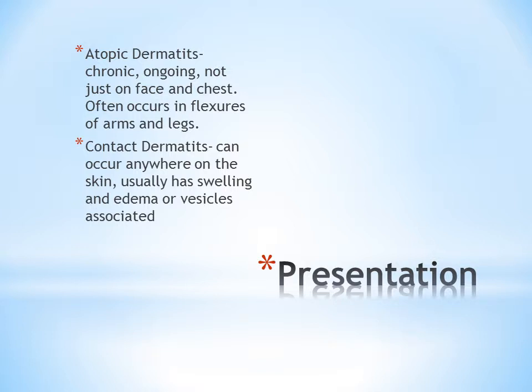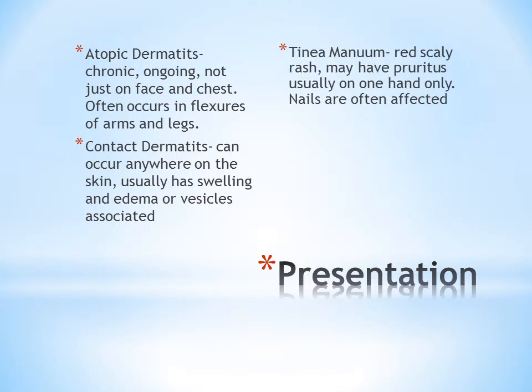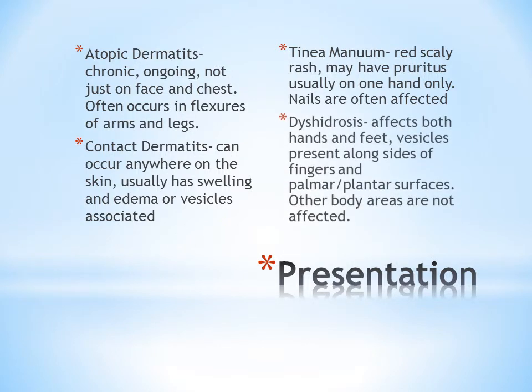Contact dermatitis can happen anywhere on the skin. It usually has swelling and edema and vesicles associated with it. Then tinea manuum is a red scaly rash. It can be itchy, but usually this will present on one hand only, and often the nails are affected.